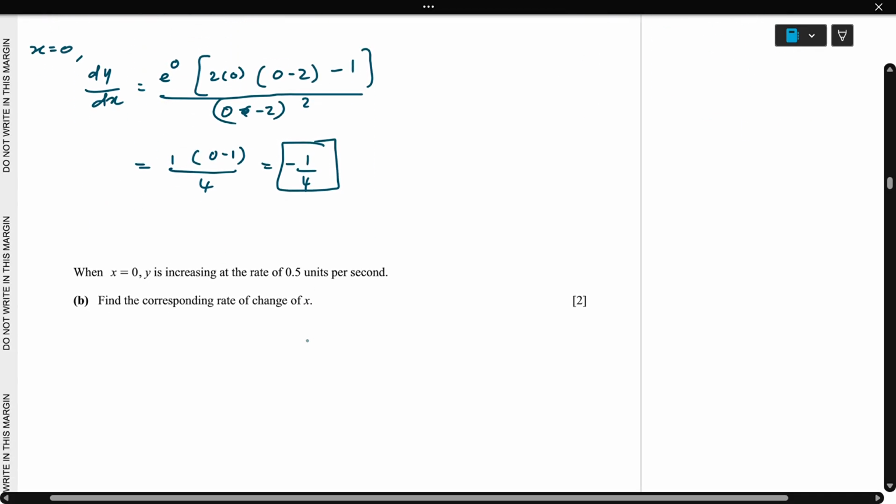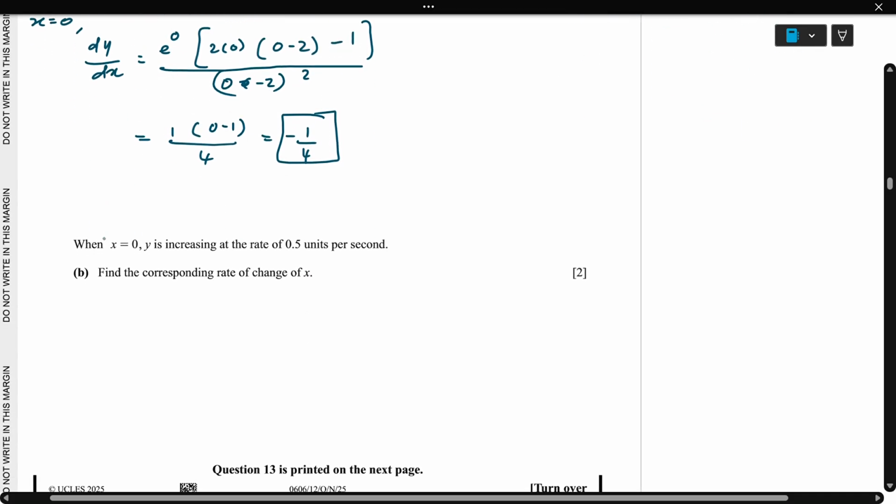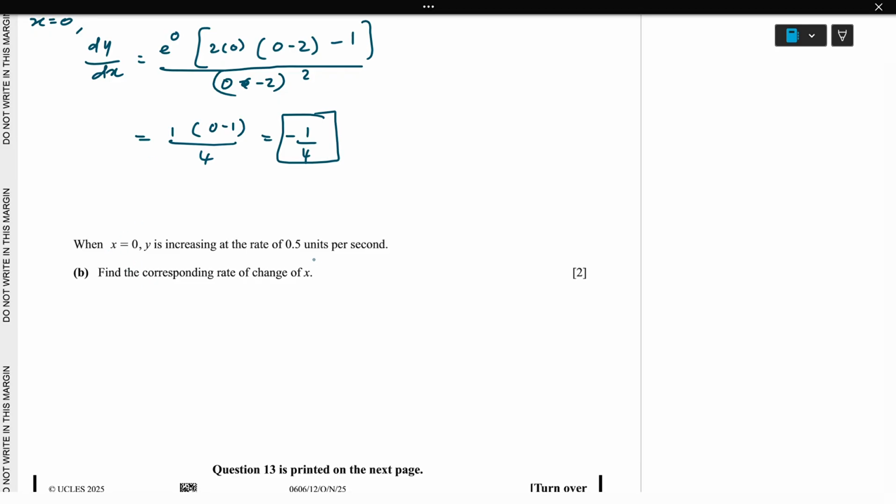Next one, when x equals 0, so x equals 0 is connected to the previous question. y is increasing at the rate of 0.5. So dy by dt is given. So dy by dt equals 0.5. So we need to find the change of x, so we need to find dx over dt.